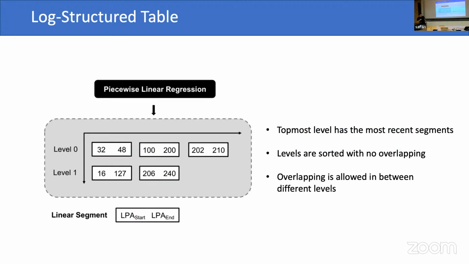This is where we store our segments. It is a log structured table. As you can see, it has many levels. It can have up to 30, I think. The topmost level has the most recent segments. In one level, we can't have overlapping segments, although overlapping is allowed between different levels. In the schema, we simply have a segment with the LPA start and the LPA end.